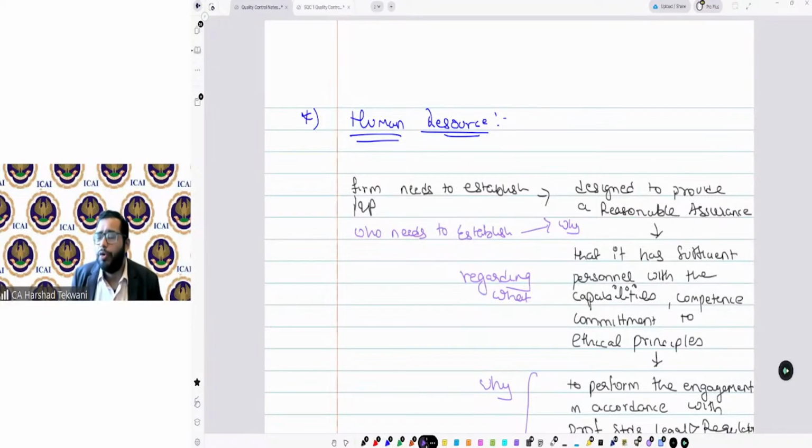Now, this will include recruitment. Such policies will address areas like recruitment, performance evaluation, capability, competency, career development, promotion, compensation, retention, employment benefits, a lot of things. But in particular, the human resource policy includes all these areas.